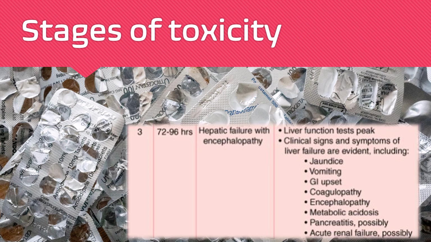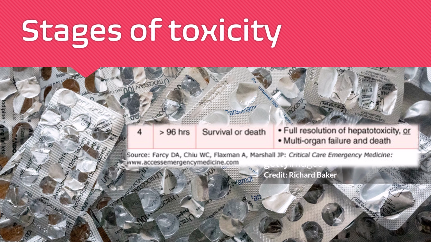At 72 hours, things are progressing. There may now be features of hepatic failure that are significant. Jaundice, coagulopathy, encephalopathy, and hepatorenal failure may be occurring. If the patient isn't treated, by 96 hours, there is either a recovery, as in the person survives, or the liver failure progresses to death, sadly.